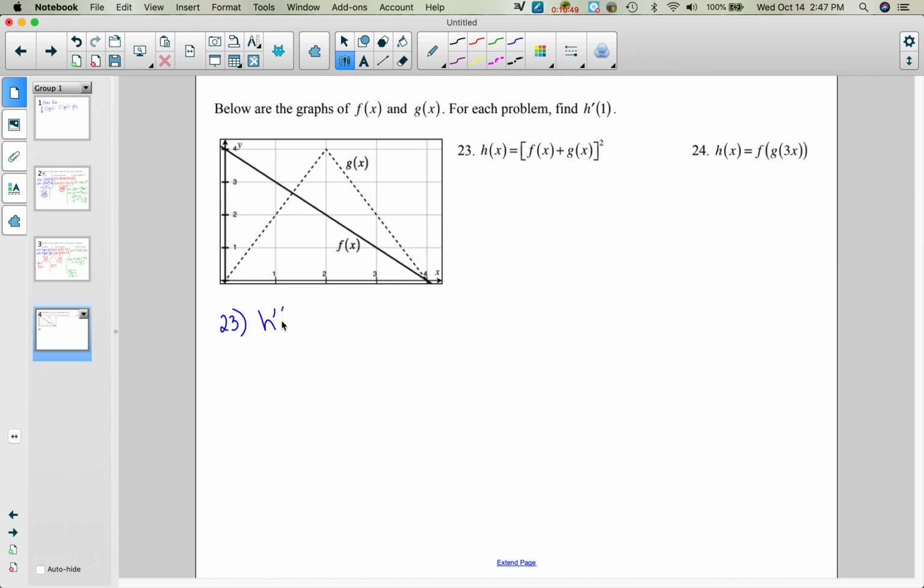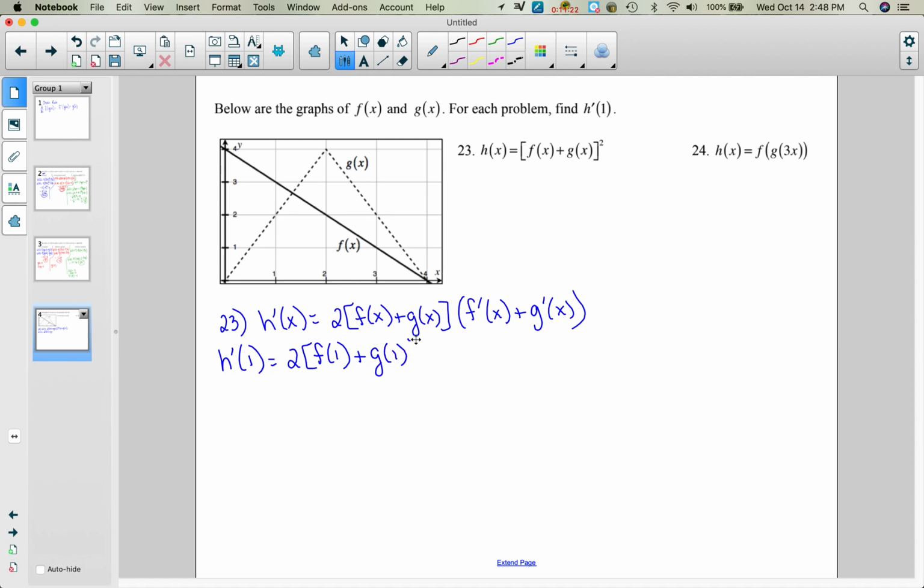So if I do h prime of x, I'm going to use the power rule because that's the outside function. So I get 2 times f of x plus g of x to the first power times the derivative of what's inside, which would be f prime of x plus g prime of x. And I'm asked to find h prime of 1. So I'm going to have to know what f of 1 is plus g of 1. And I'm going to have to know what f prime of 1 is plus g prime of 1.